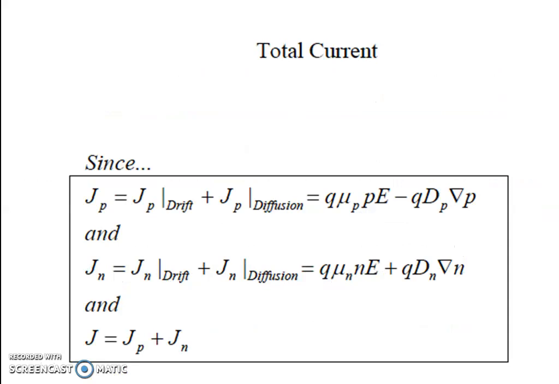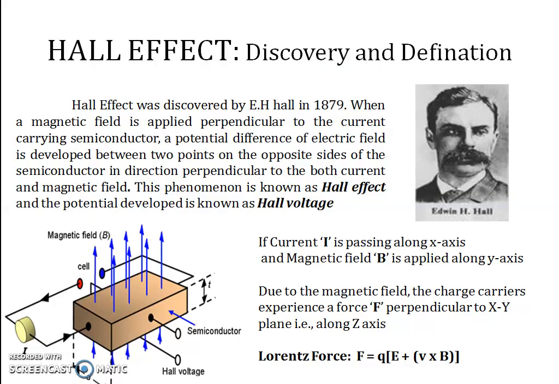Now the total current will be the current due to the drift as well as due to diffusion. So for holes, the drift current is there, and the diffusion current also. If you add these two, that will give you the current due to holes, and the same is true for electrons as well. The total current will be the current due to the holes and the current due to the electrons. Now we'll go to the next topic.